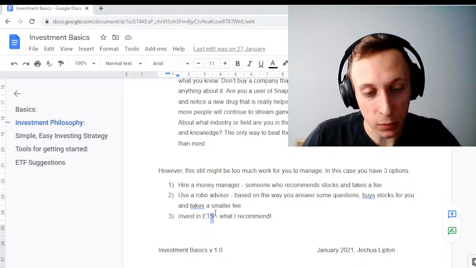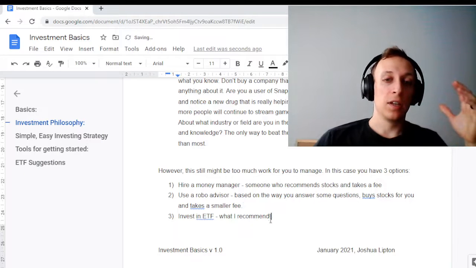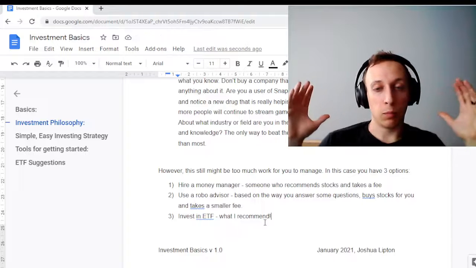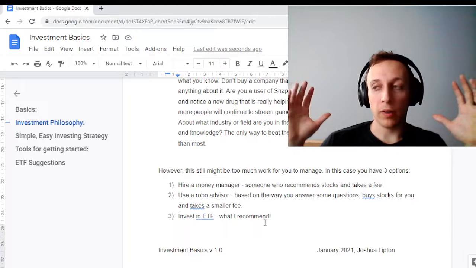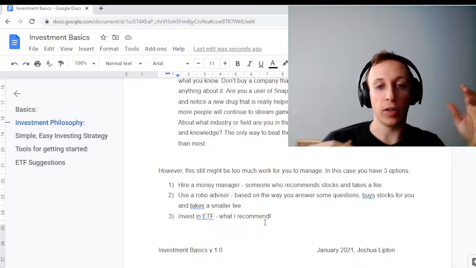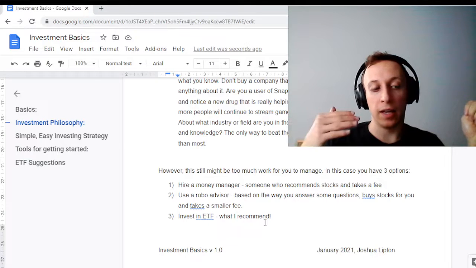The last one is to invest in ETFs. What's an ETF? Exchange traded fund. Like I said, SPY. It's a well regulated portfolio. So it basically diversifies. It says, hey, I want to own all 500 companies in the S&P 500. That's an example of an ETF.